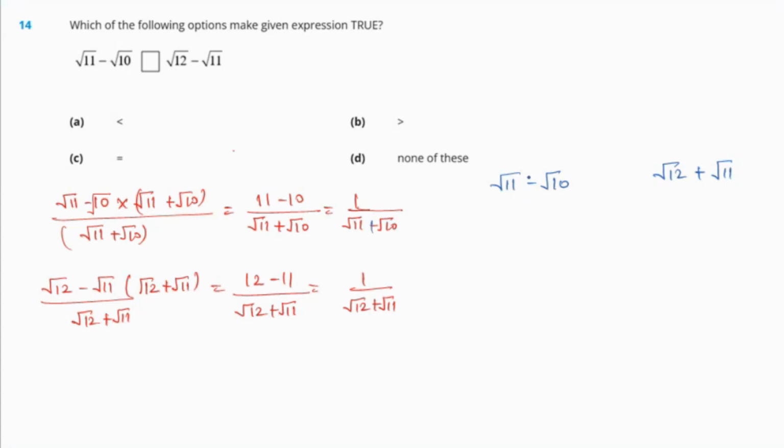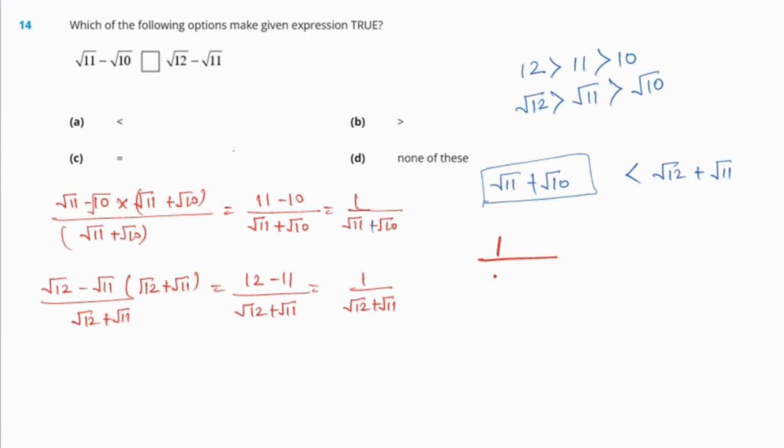The smaller the number, the smaller the root value will be as well. So we already know that 12 is greater than 11 and 11 is greater than 10. In the same way, the root of 12 is greater than the root of 11, and that is greater than the root of 10. Correct. So here we do have only root 11 plus root 10, and here we have root 12 plus root 11. So definitely it should be greater. Correct. But since we are finding them like this, in the reciprocal form.